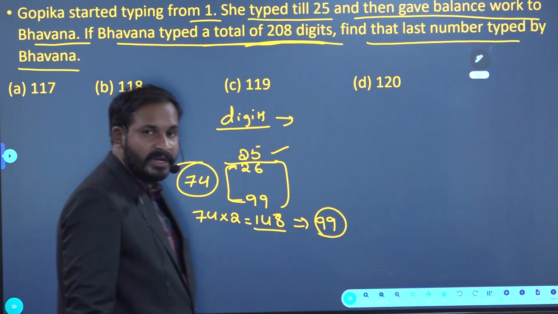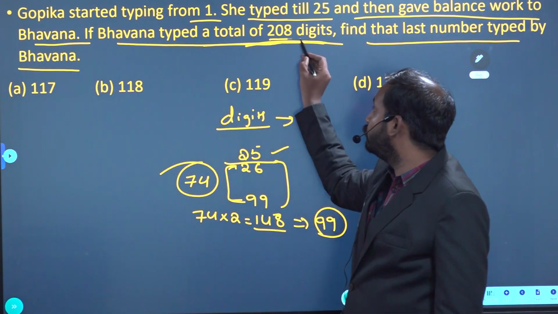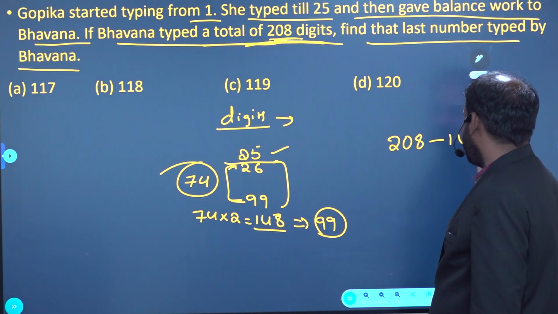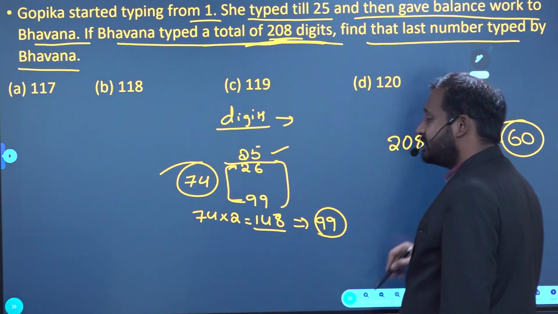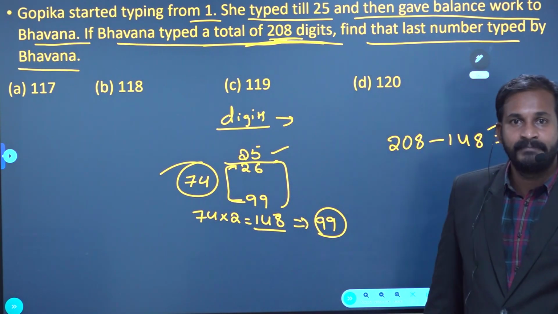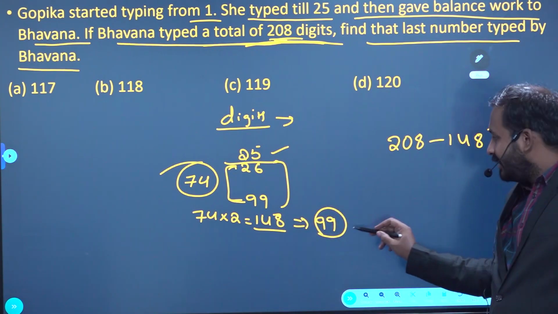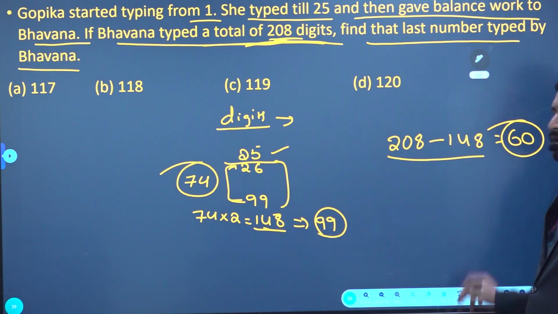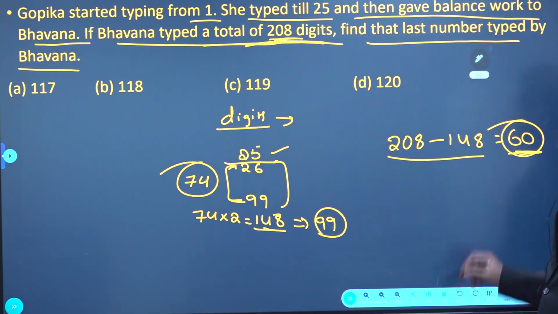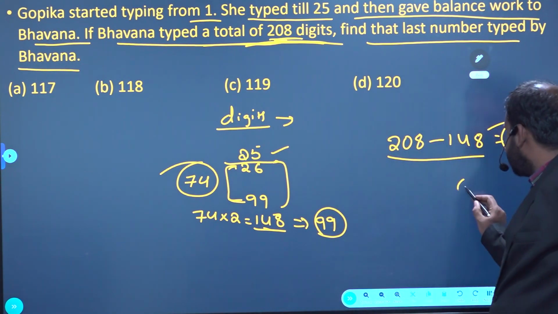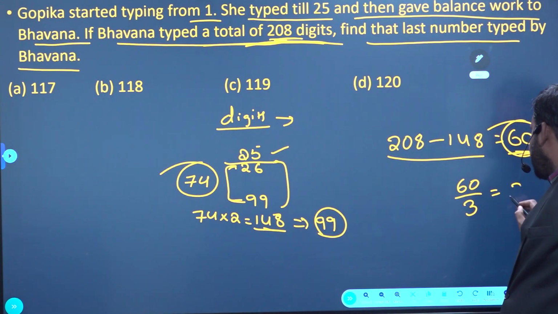But actually, how many digits did she use here? She used a total of 208 digits. That means 208 minus 148. What will you get here? 60. That means these 60 digits will be used by Bhavana to write 3-digit numbers. Am I correct or not? To write all the 2-digit numbers, she will use 148 digits. But she used a total of 208 digits, so the remaining 60 digits were used to write 3-digit numbers. So 60 by 3 means she has written 20 3-digit numbers.